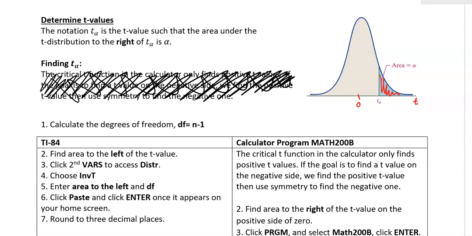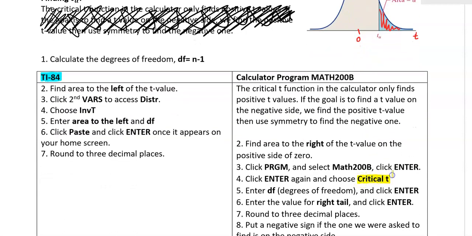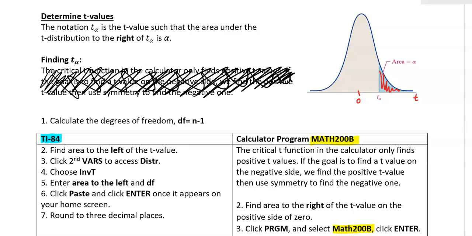Welcome to section 9.2, constructing intervals for a population mean. This part of the video is going to go over how we find a t-critical value using the TI84. That means there is a function in the TI84 that can also help us find the t-critical values. We already talked about using the function critical t from the Math 200B program, right? But this video will concentrate on using a function that already exists in our TI84s.